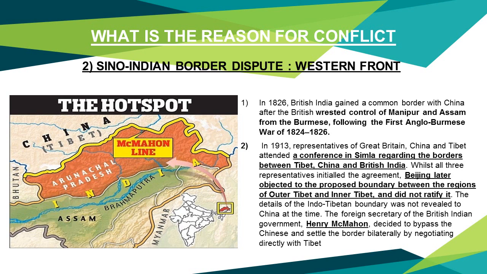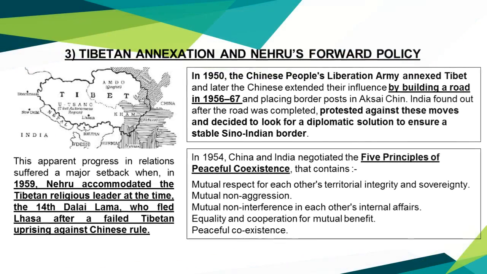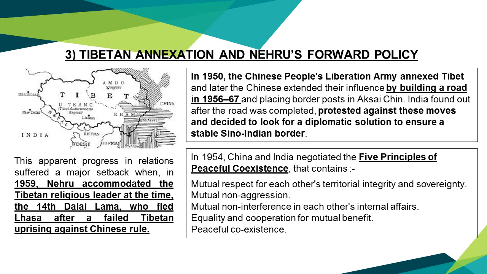The details of the Indo-Tibetan boundaries were not revealed to China at the time. The Foreign Secretary of the British Indian government, Henry McMahon, decided to bypass the Chinese and settle the border dispute bilaterally by negotiating directly with Tibet. In 1950, the Chinese People's Liberation Army annexed Tibet, and later the Chinese extended their influence by building a road in 1956.